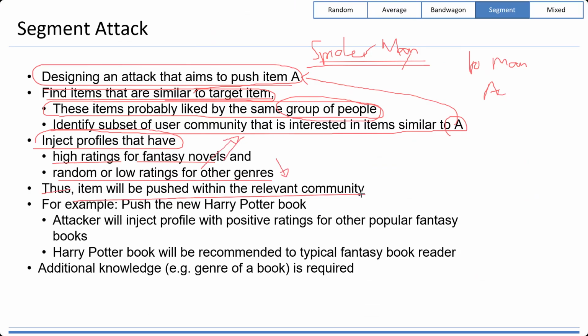So if you are a Marvel lover, you will be in the community of Marvel lovers. And for example, if you push the new Harry Potter book, the attacker will inject profiles with positive ratings for other popular fantasy books. And then, of course, the Harry Potter book will be recommended to the typical fantasy book reader.